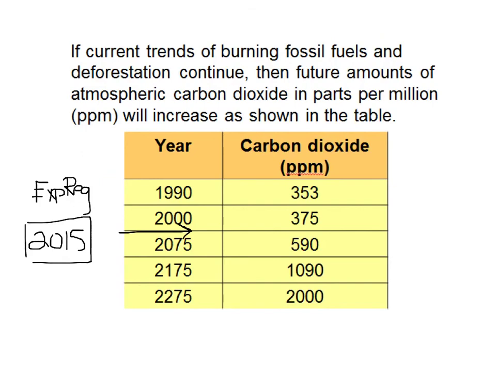Then what I'd like you to do is to take that equation you get and put it into your y equals. And I'd like you to find out when the level is going to be double the year 2000 level. So double this, and then give me the year that this is double. I will be looking for this information in your notes.